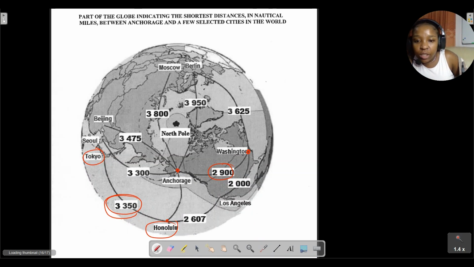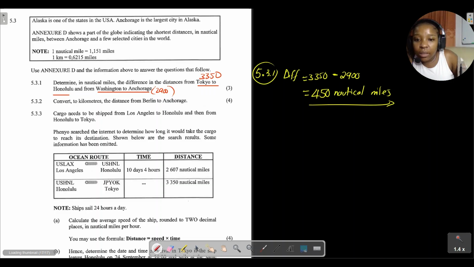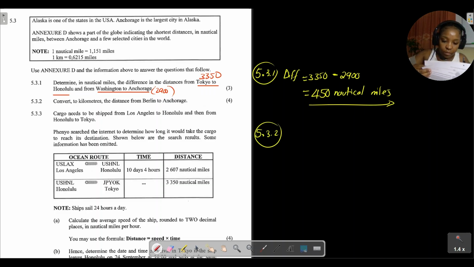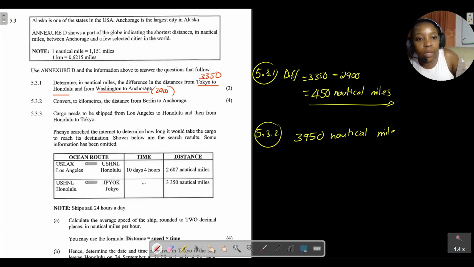Question 5.3.2, convert 2 kilometers, the distance from Berlin to Anchorage. So what's the distance from Berlin to Anchorage? Where's Berlin? That's there. Where's Anchorage? It's there. What's the distance there? It's 3,950 nautical miles. And we are asked to basically convert this into kilometers.